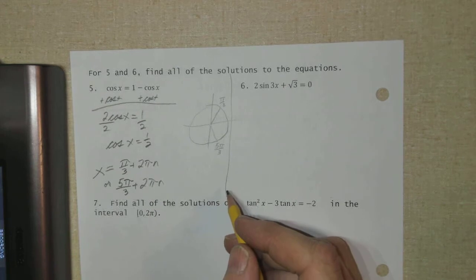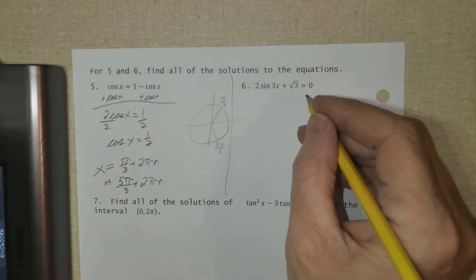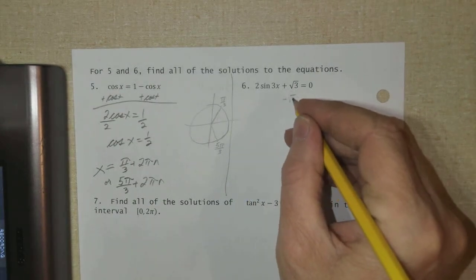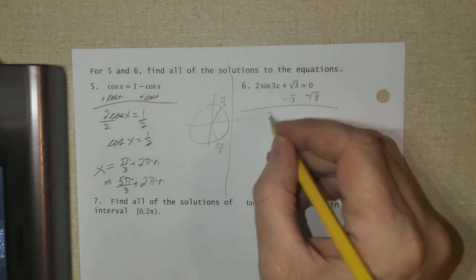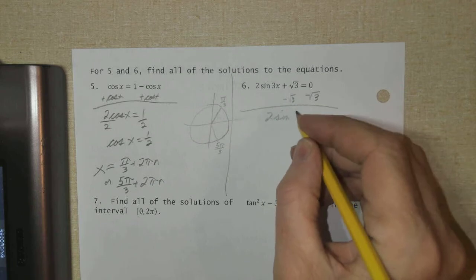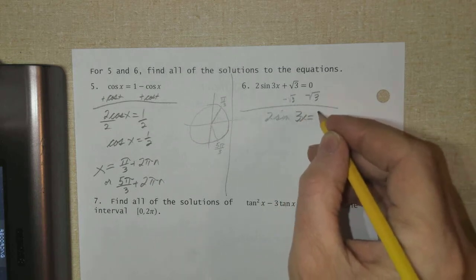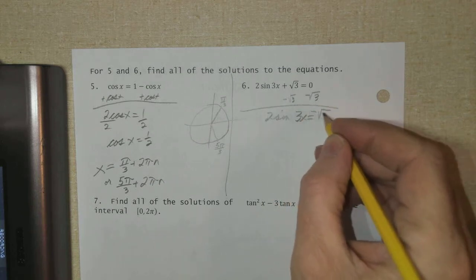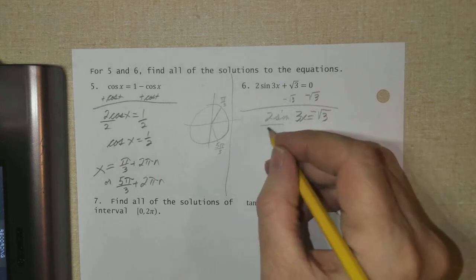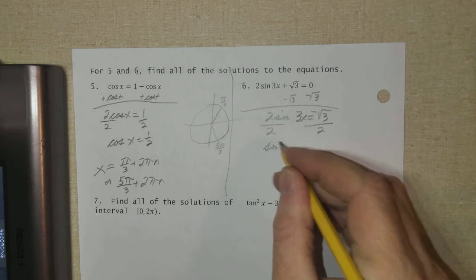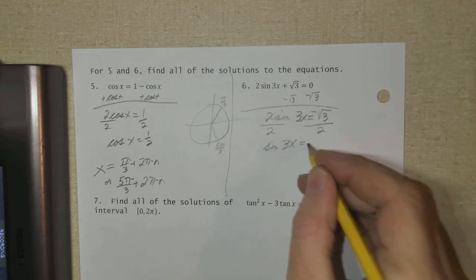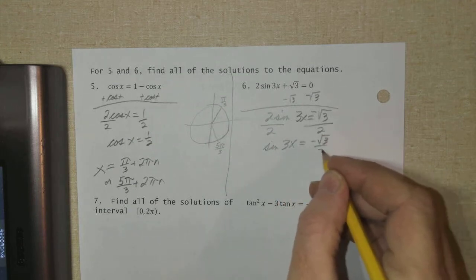Alright, now number 6. I'm going to subtract square root of 3 from both sides. I got 2 sine of 3x equals negative square root of 3. Divide by 2. I got the sine of 3x equals negative square root of 3 over 2.